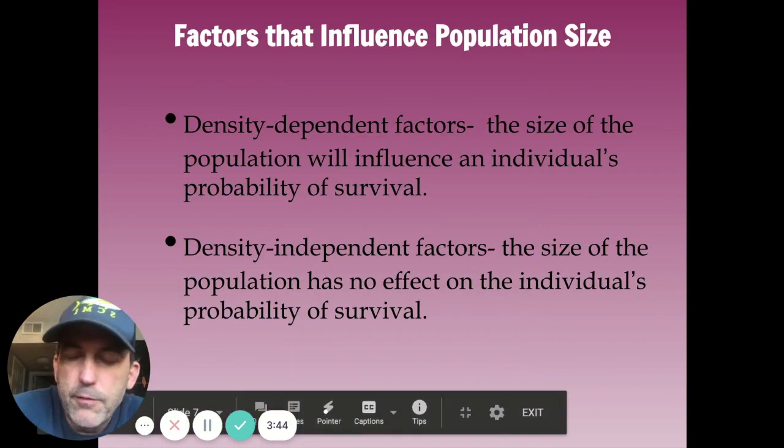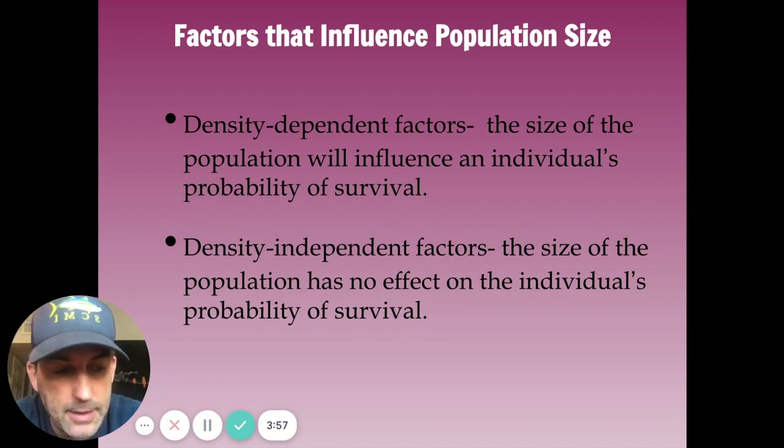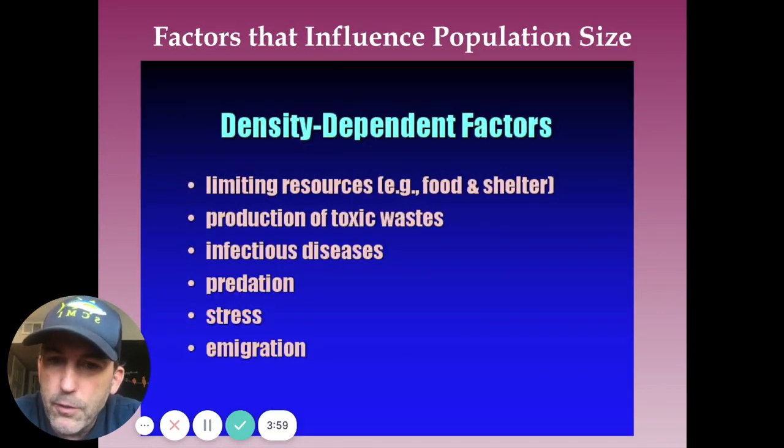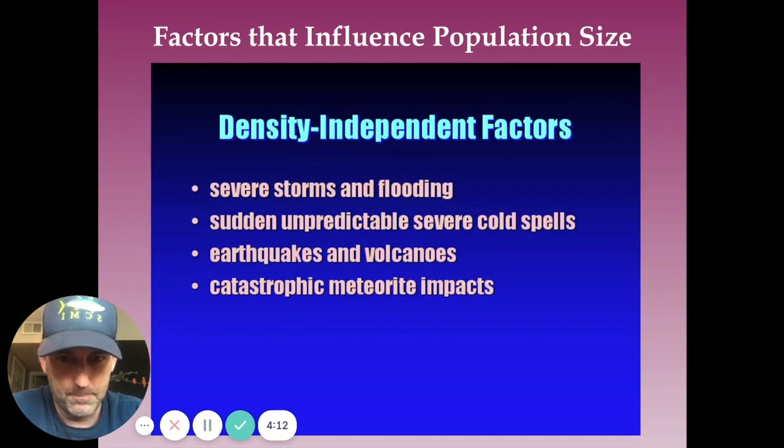Okay, factors that influence population size. So there's density dependent and density independent factors. Density dependent factors are going to be factors that influence population survival that are related to density. And so things like the spread of infectious diseases or stress or predation, those are going to depend, and the effect of that is going to depend on how many individuals there are in a given area.